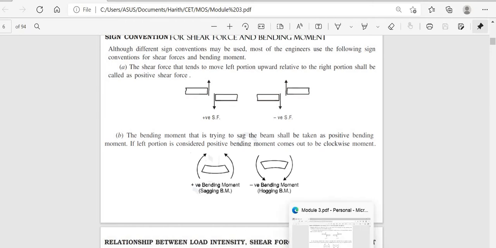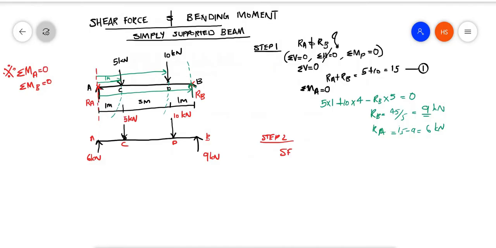For a simply supported beam, it is easier to start from this end. If I consider a small section here, the RA is in the upward direction on the left side. Only one load is there to the left, and it is in the upward direction, so this is positive. Therefore, the shear force at A is equal to 6 kilonewton.